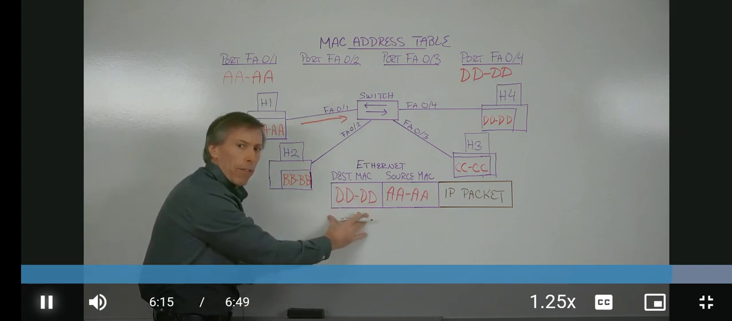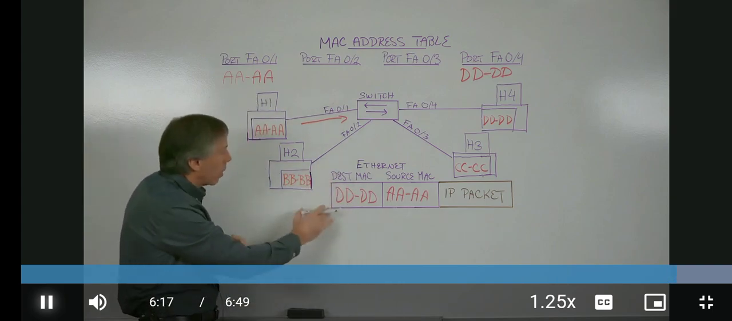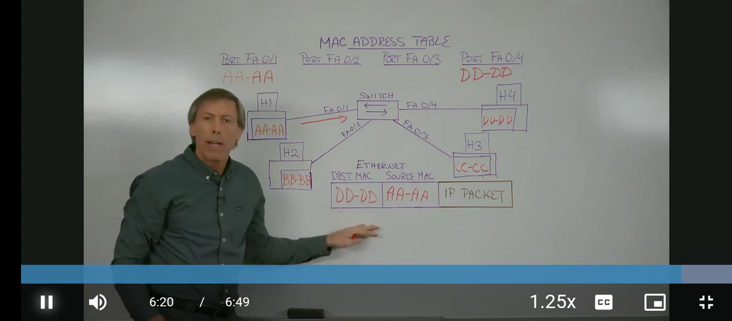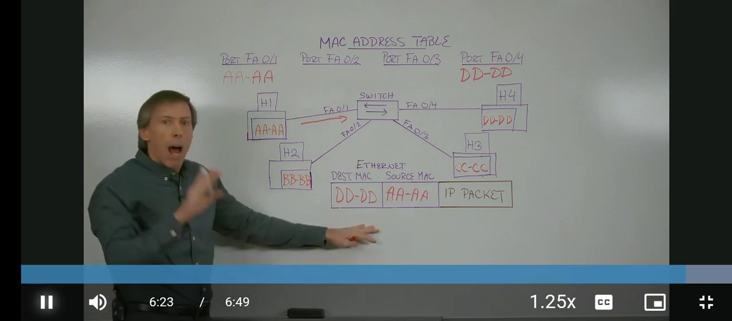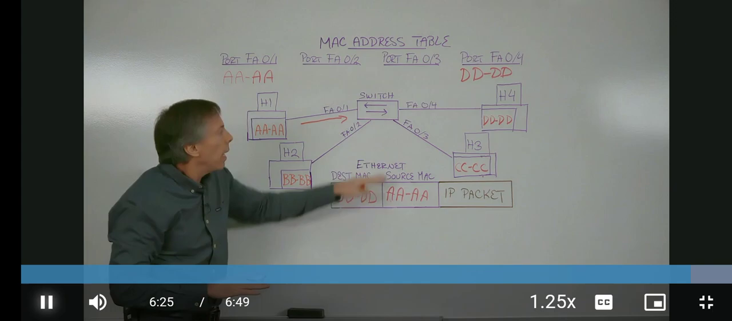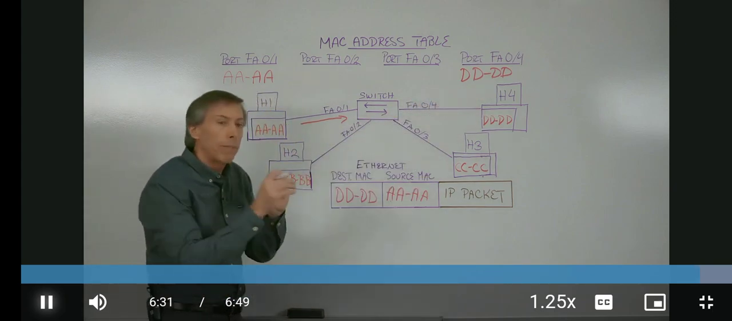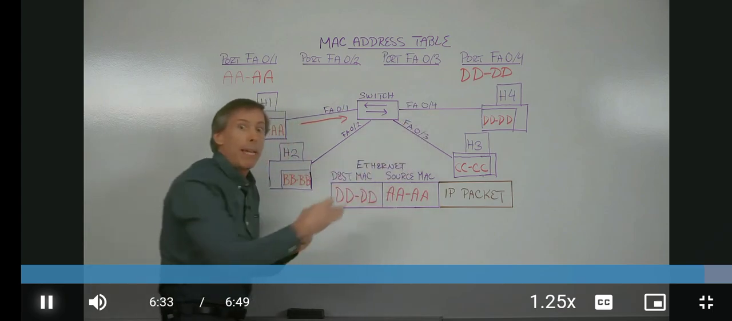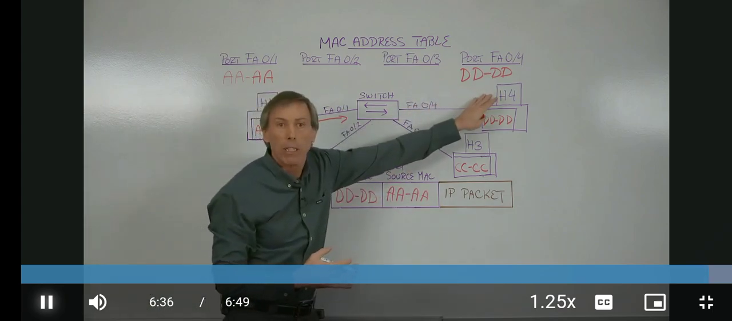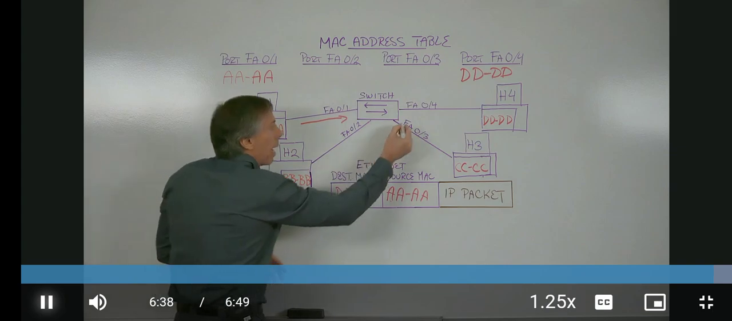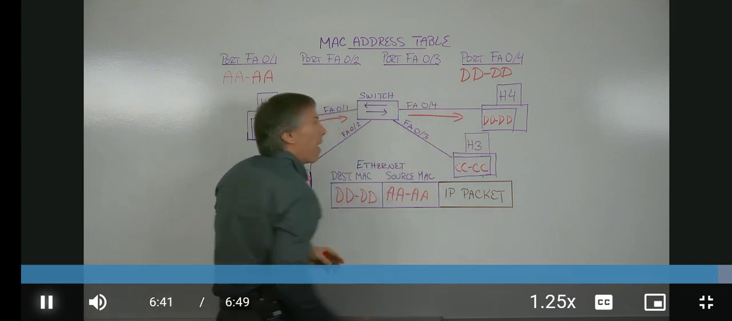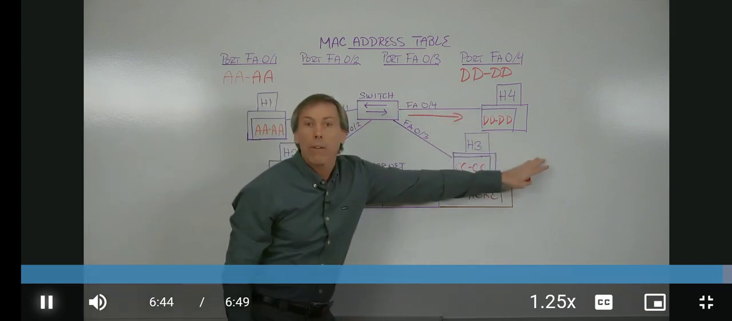How about forwarding the frame? Where am I going to send it? So it looks at the destination MAC address, says, do I know where DDDD is? It says, this time I do know. It's over here on port Fast Ethernet 04. So instead of sending it out all ports like we did originally when this information was not here, now it can send it out just Fast Ethernet 04 on its way to H4.